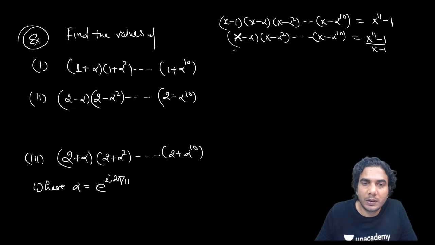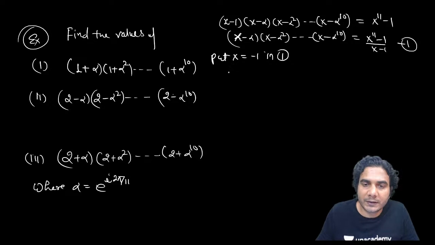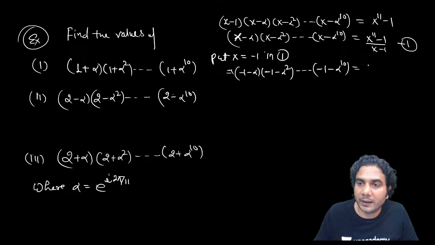Okay, so in the first one, put x is equal to minus 1. Why minus 1? Because if you put x is equal to minus 1, this will be minus 1 minus alpha, and after taking minus common, it will become 1 plus alpha, right? So that's why we are putting minus 1. We'll take minus sign common and it will become 1 plus alpha square, 1 plus. So first you'll get this relation as minus 1 minus alpha, minus 1 minus alpha square and so on, minus 1 minus alpha raised to 10 is equal to, if you put minus 1, it will be minus 1 raised to 11, which is minus 1, divided by minus 1. So it is going to be 1 only actually.